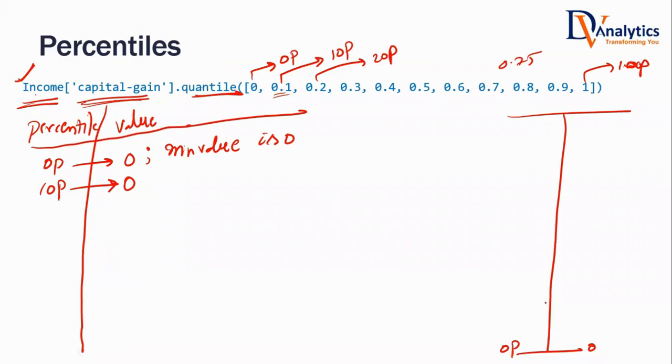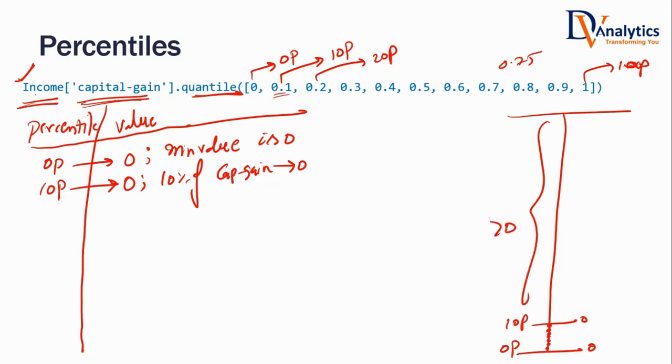10th percentile is 0. That means, what can we say? 10% of the values in the capital gain are zeros only. Is that a right statement? Yes, sir. 10% of the values in the capital gain are zeros only. Now standing here, can we say that the remaining whole 90% are greater than 0? Can I say all these are greater than 0 for sure?